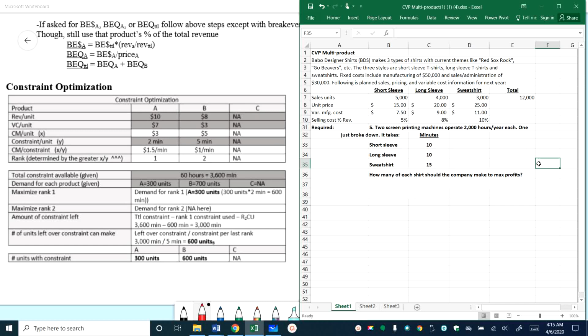Okay, so in step 1, we want to rank them like we do in this first chart. How we do that again is we take our contribution margin, divide that by the constraint to find our contribution margin per constraint, and the highest one gets the first ranking. So here are the answers for that.